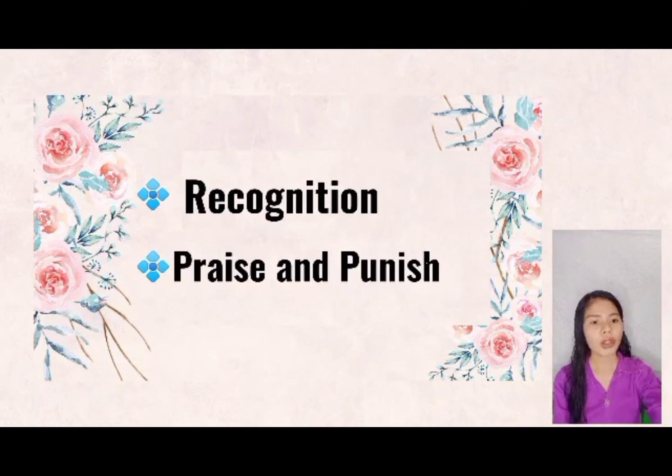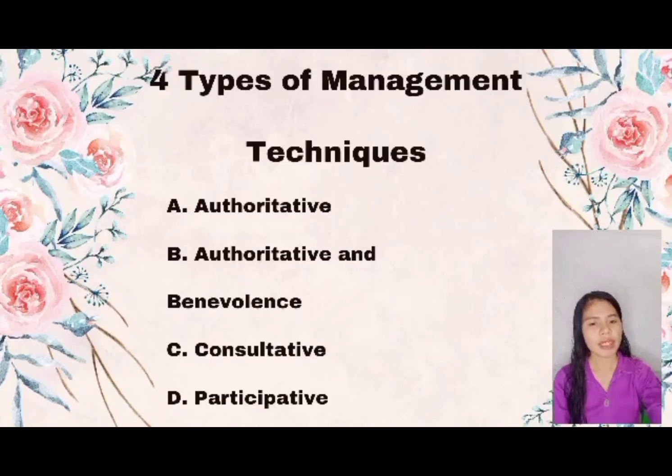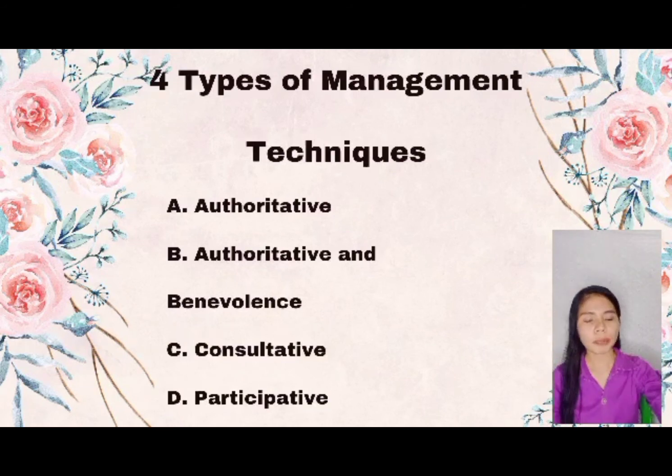Praise and punish. There are 4 types of management techniques as given. First, authoritative. Second, authoritative and benevolent. Third, consultative. And the last, participative. The ideal would be participative management, but it may not be possible straight away. Therefore, it is better to start the total quality management journey with the second type of management.